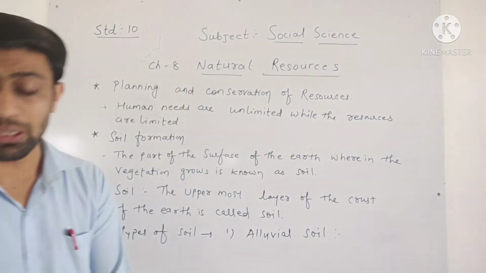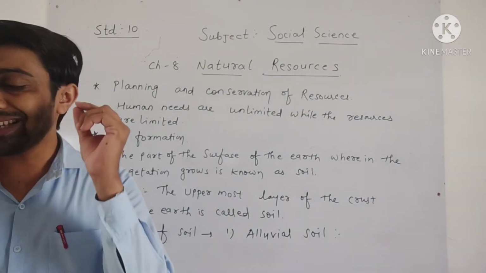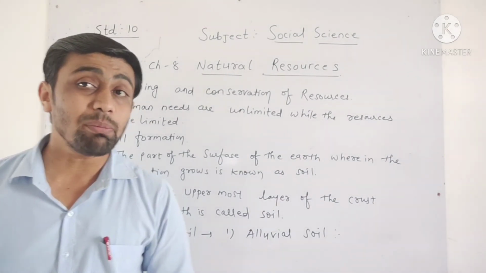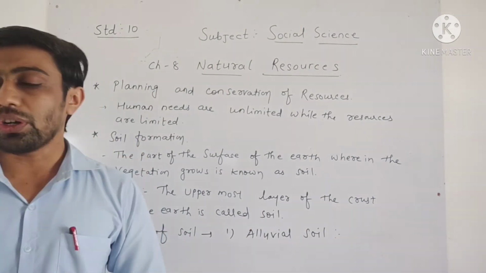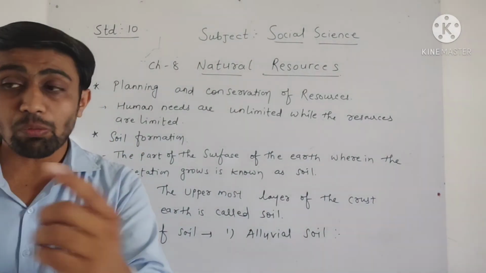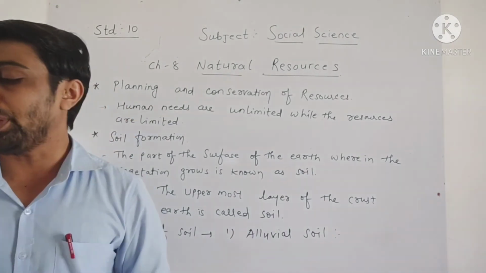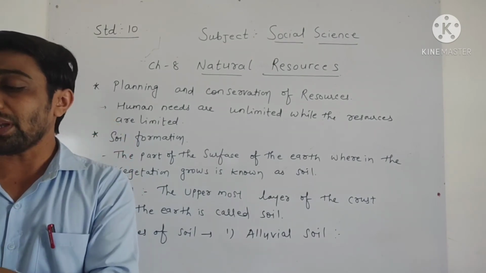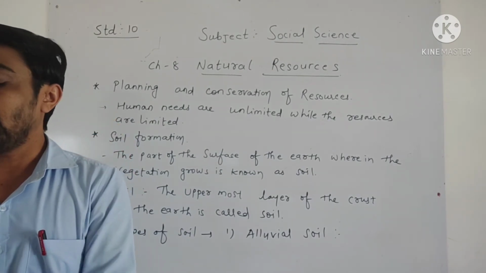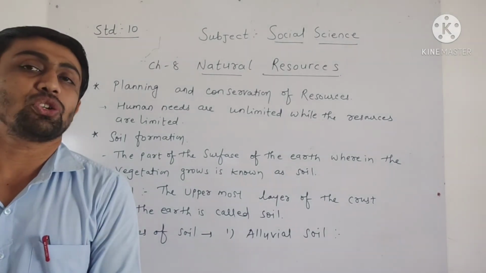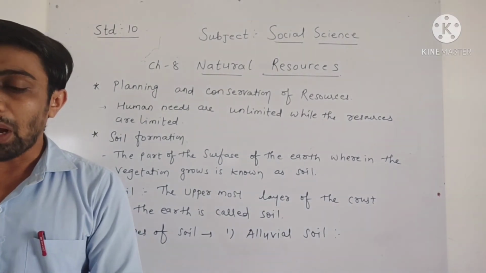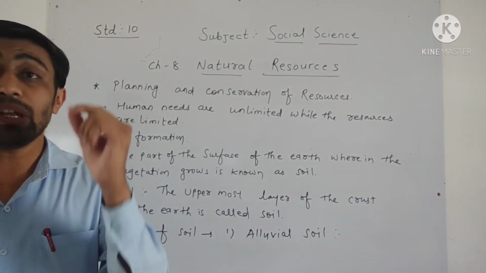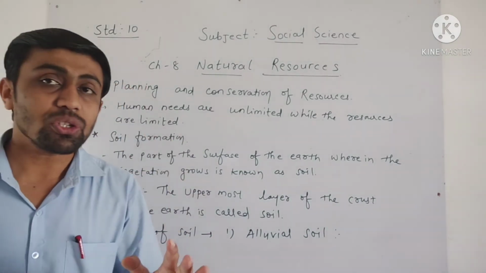Which one? Alluvial soil. This type of soil is spread over about 43% of the total area of India. Children, remember carefully and underline in your textbook that alluvial soil is spread over nearly 43% of the total area of India. This soil is found in the northern plain from the Brahmaputra valley in the east up to the Satluj in the west, and in the delta regions of the Mahanadi, Godavari, Krishna and Kaveri rivers.